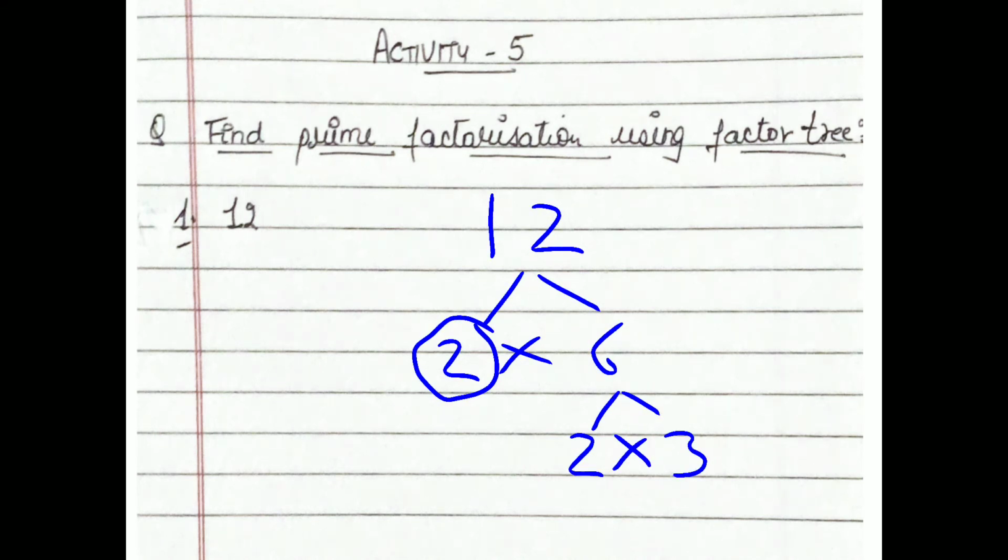Now see, 2 comes in any table? No. 3 comes in any table? No. Means we are not able to make the factors of these numbers. So what do you do? You have to put these numbers in a circle, and the number 2, you have to take as it is down along with the other number.